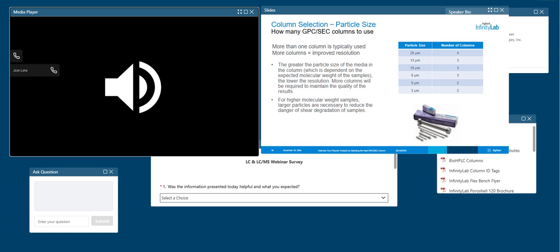For lower molecular weight samples, smaller particle size columns can be used as shear degradation is not a problem. With the smaller particles, the column's efficiency will be increased, so fewer columns in series are required to give good resolution. One does need to remember that the addition of columns in series does help to improve resolution, but it also means that your runtime will be longer.